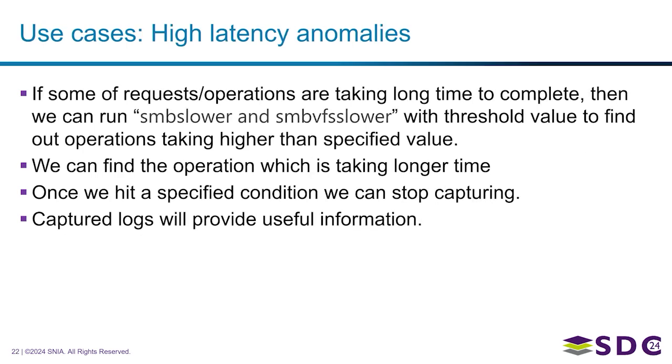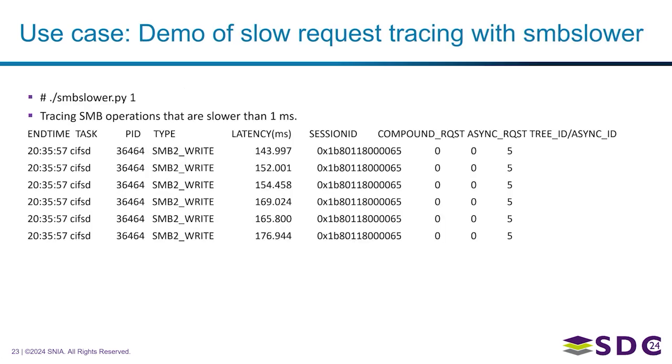And VFS slower is on similar lines. It does the same thing at the VFS, basically tracking at the different layer that I've shown earlier. For example, this is the use case where if you want to figure out the requests from SMB which are taking longer than 1 millisecond, we can use this script with 1 millisecond as an argument. It provides these details along with the timestamps and the operation and the PID which was doing the operation and how much latency it took. And it also provides additional details like session ID and whether it's a compound request and other stuff.